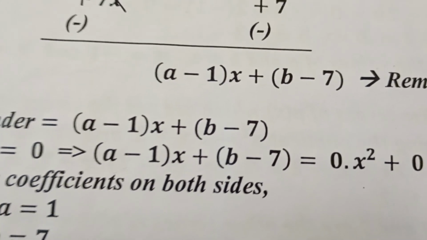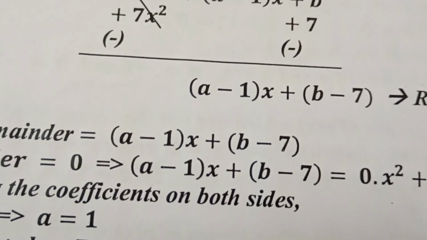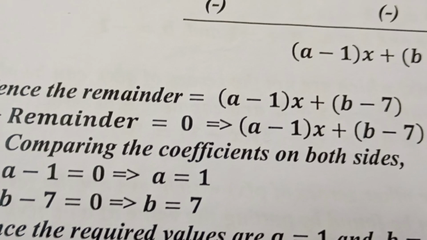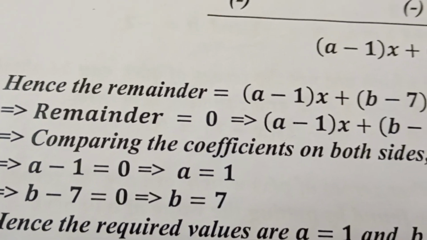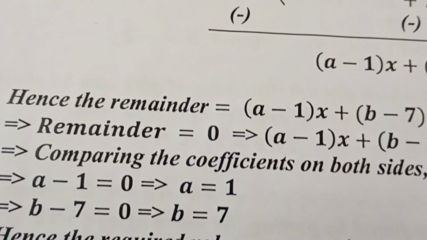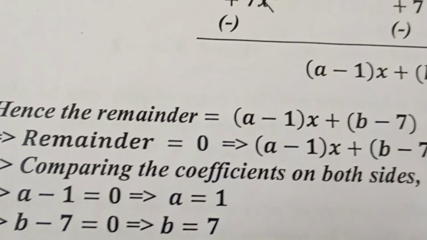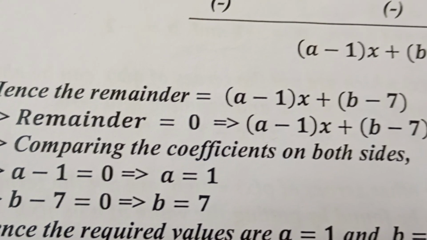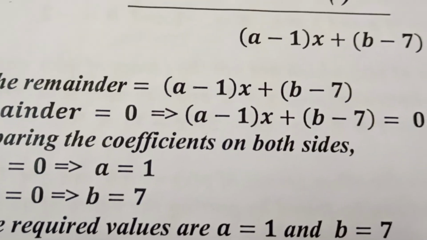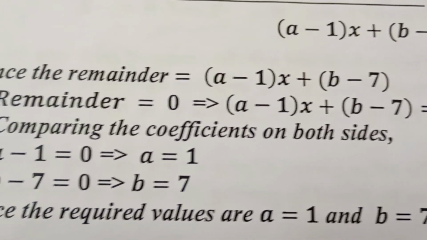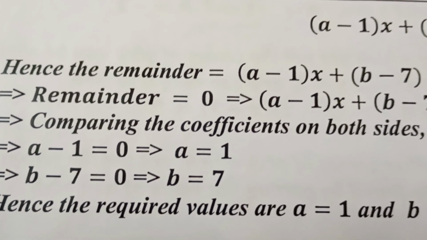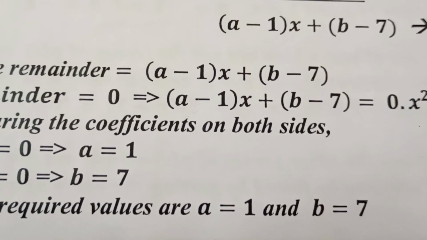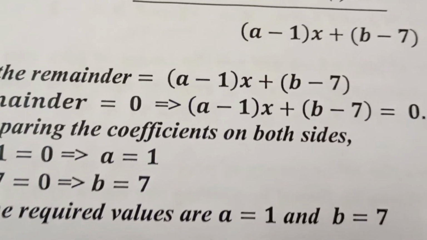So there are two parts here. We have the equation, the coefficients on both sides. We can even write that a minus 1 is 0 because x cannot be 0. The constants here, a minus 1 is equal to 0, from where we get a equal to 1. The constant term b minus 7 is also equal to 0, since the remainder is 0, so b equal to 7. Hence the required values are a is equal to 1 and b is equal to 7, and that's the answer.